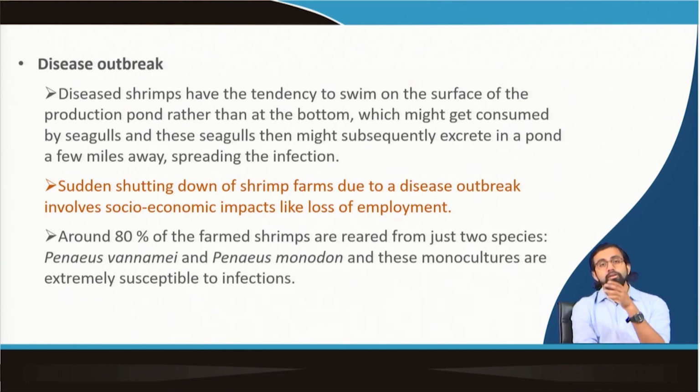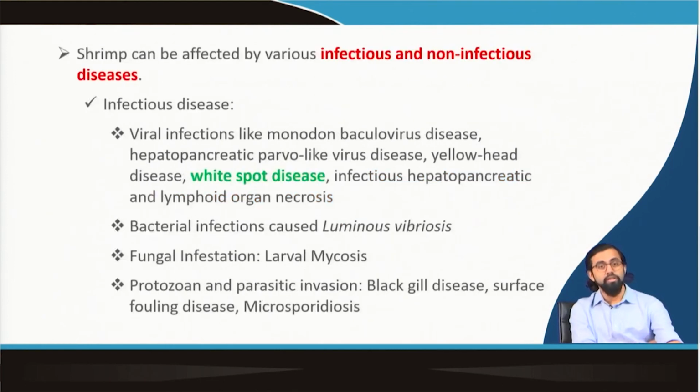In the Indian context, around 80% of farmed shrimp are reared from just two species, Penaeus vannamei and Penaeus monodon. And these monocultures are extremely susceptible to infections.